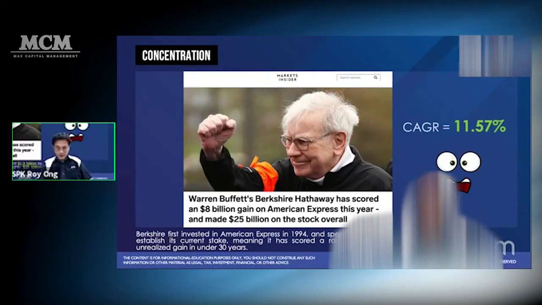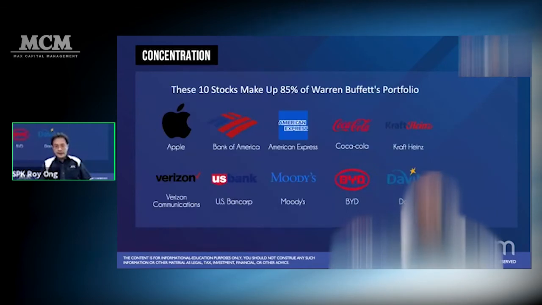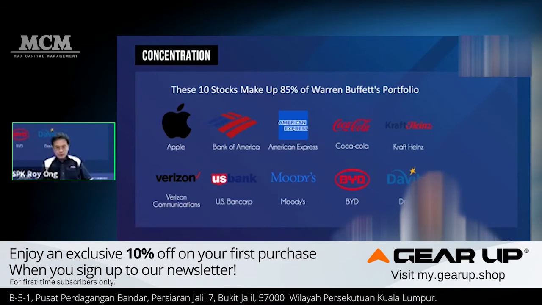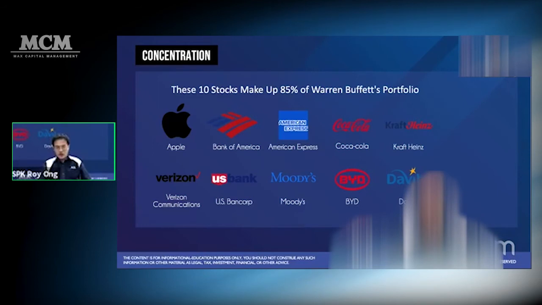Okay, this is concentration. And you'll be more convinced that he is a strong believer of concentration because out of his portfolio, this is the latest information that I got from the NASDAQ, he invested more than 85% of his portfolio in only 10 companies. So you see that if you say he is totally not a believer of diversification, it's not really so, because you still see some of the way he diversifies.